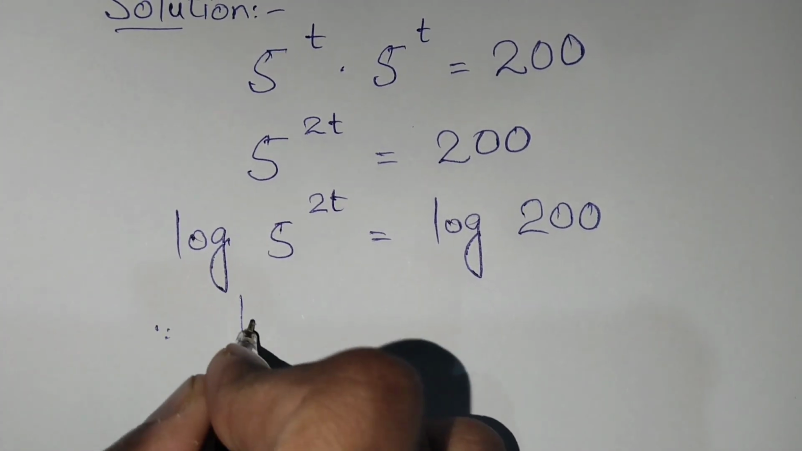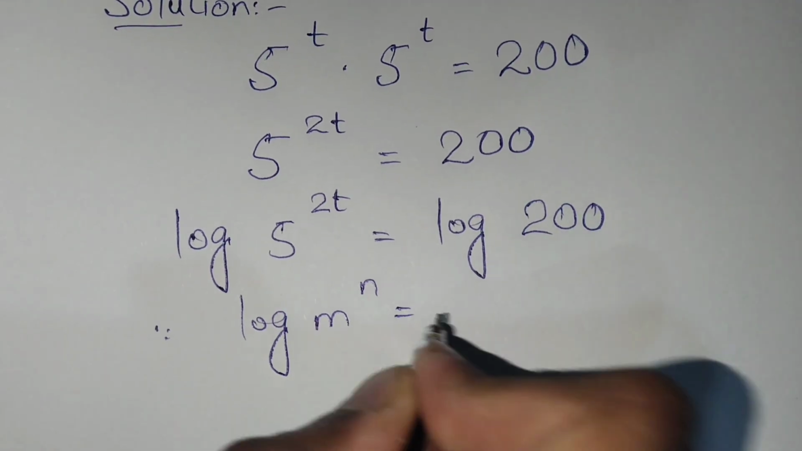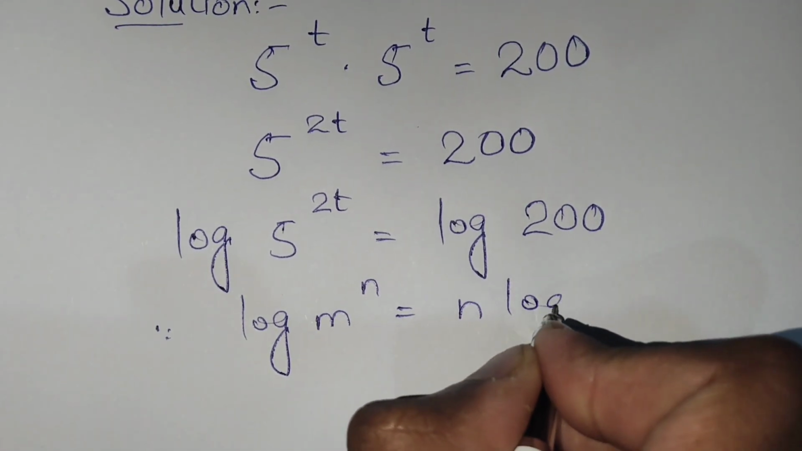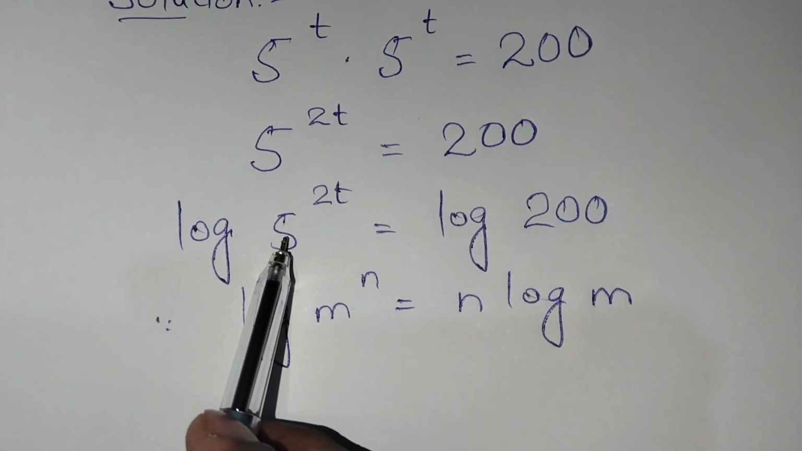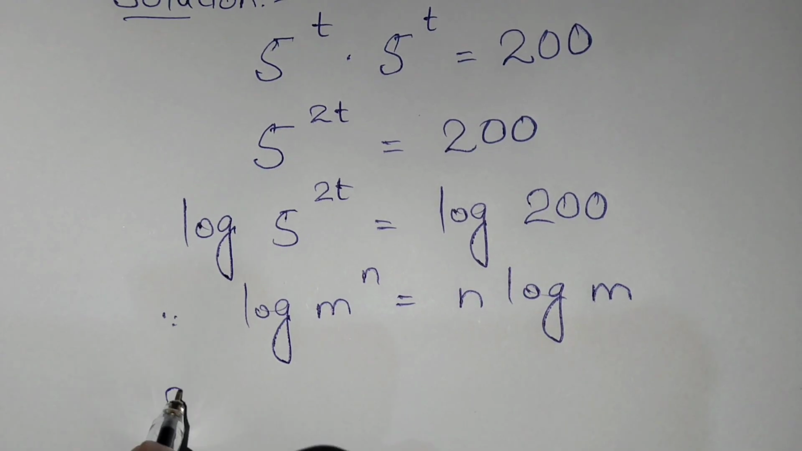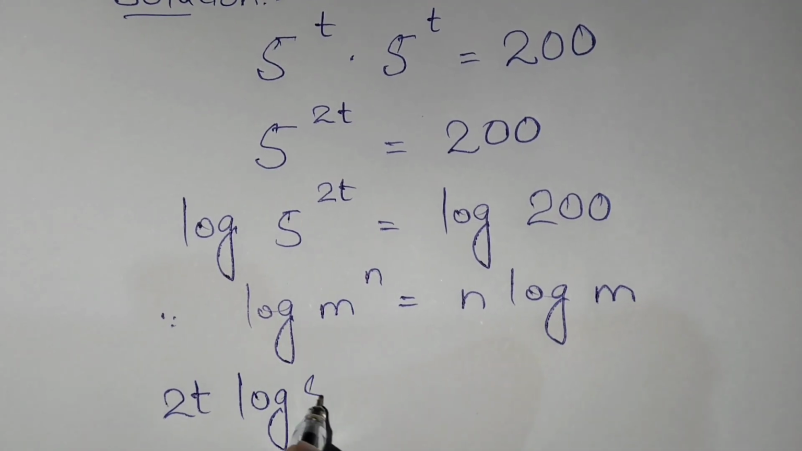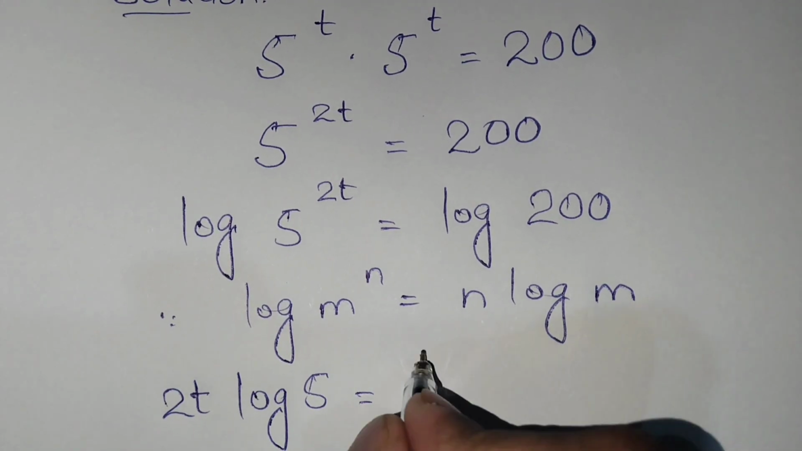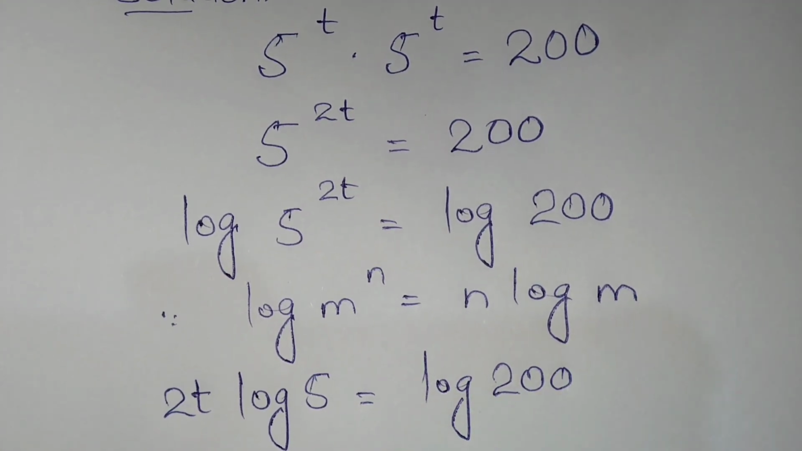As we know that log of m power n is equal to n times log of m, the power rule of log will apply on the left hand side of the equation. So it will be 2t log of 5 is equal to log of 200.